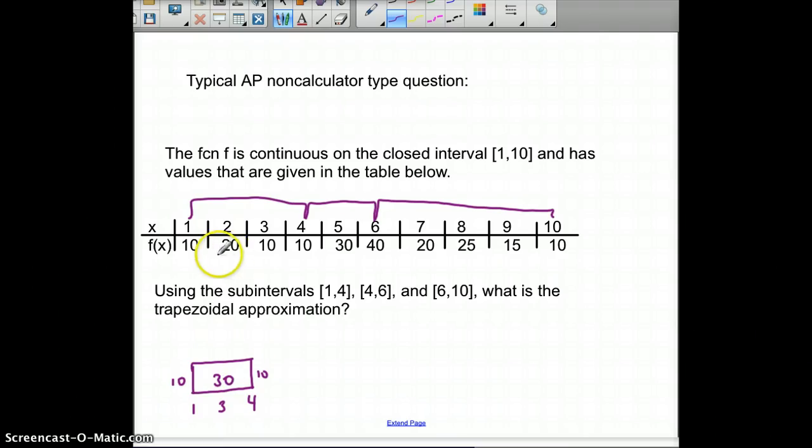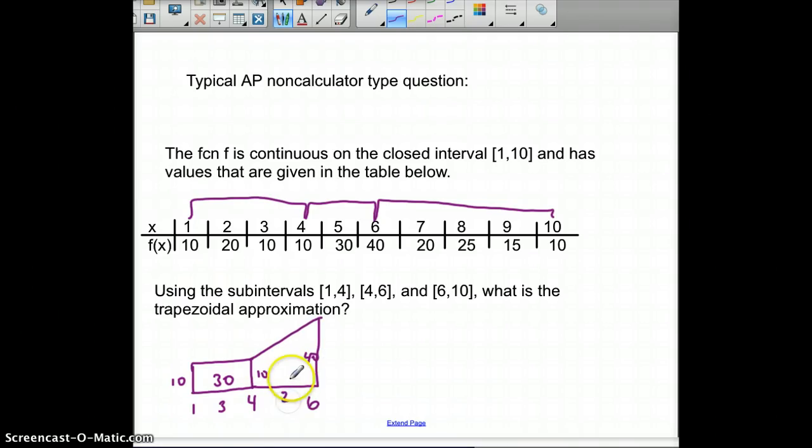It's just a rectangle. Even though this goes up at 20, so if we actually graphed the y values, it would have a peak here, but we're just approximating. So the area of that first region from 1 to 4 would be 30. And then from 4 to 6, it goes up to 40. So then we need the area of that trapezoid.